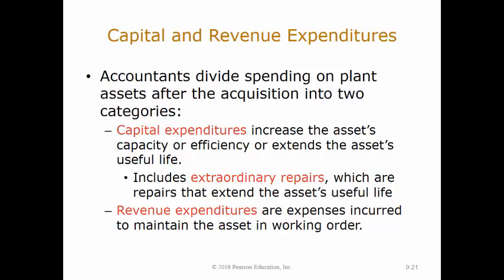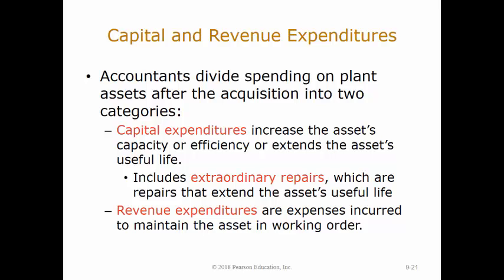A capital expenditure is debited to an asset account because it increases the asset's capacity or efficiency or extends the asset's useful life. Examples of capital expenditures include the purchase price plus all the other costs to bring an asset to its intended use. An extraordinary repair is a capital expenditure because it extends the asset's capacity or useful life.